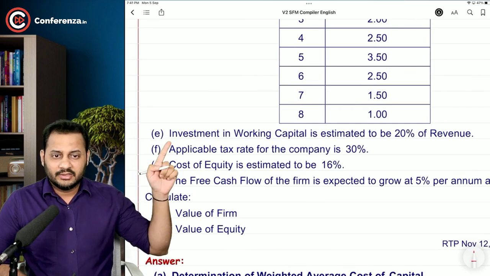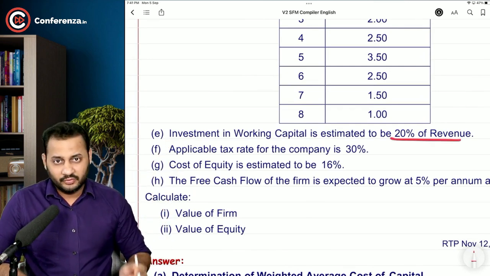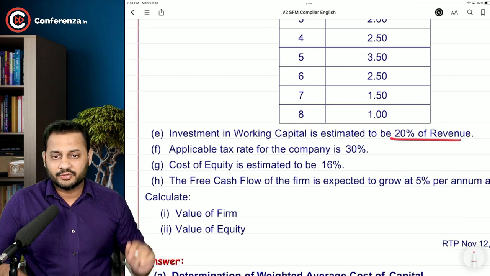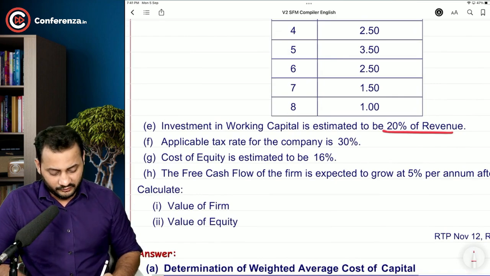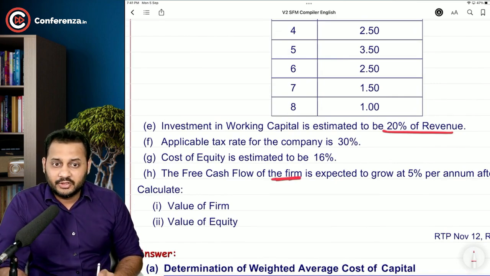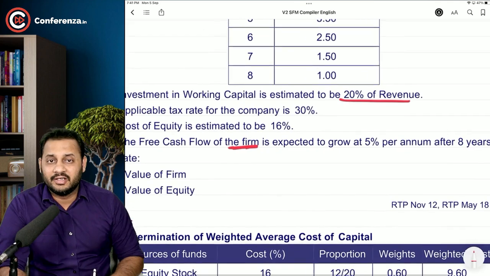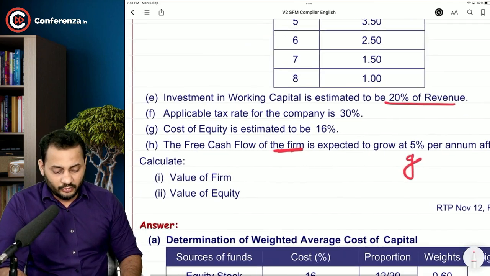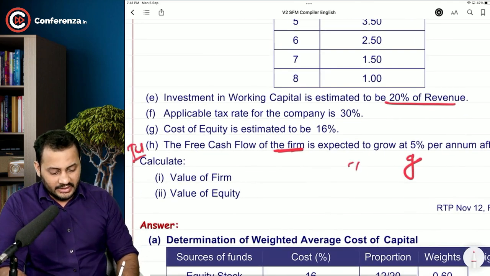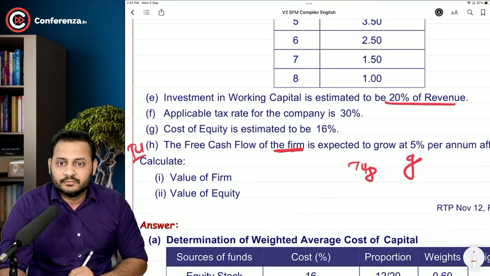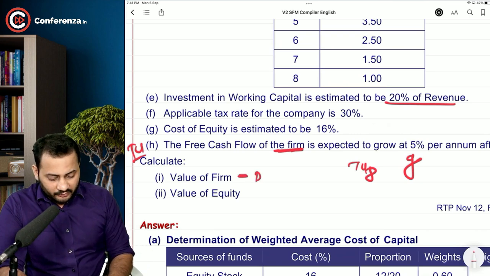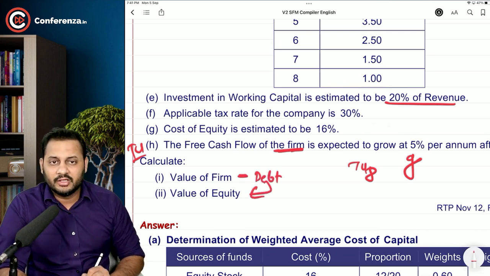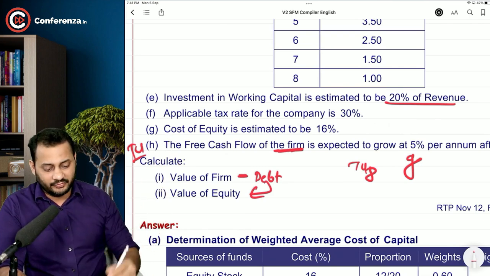Investment in working capital is estimated to be 20% of the revenue. We have seen these types of questions. Applicable tax rate is 30%, cost of equity is 16%. The free cash flow to the firm is expected to grow at 5% per annum after 8 years. So this is a growth rate, to calculate the terminal value, TV8. We have to calculate the value of the firm and value of the equity. Once we calculate the value of the firm, we can deduct debt out of it to calculate the value of the equity. So first we are going to focus on the value of the firm. And please understand, this is the cost of equity only.